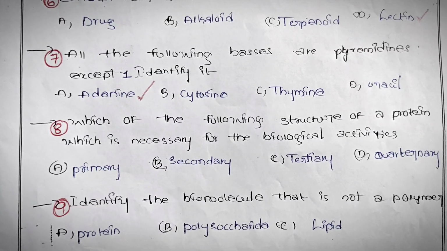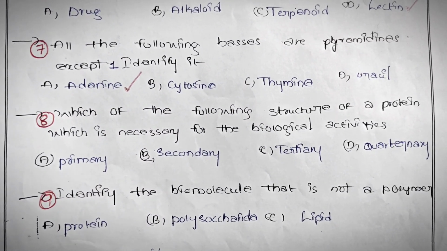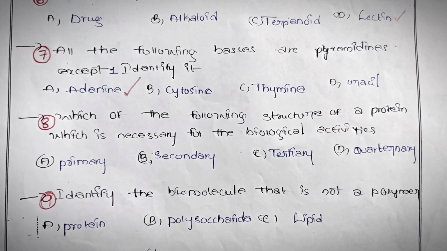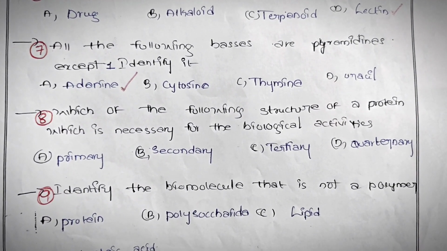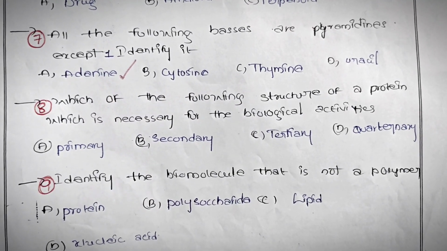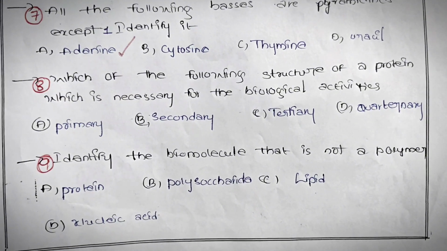Adenine always binds with thymine, whereas guanine always binds with cytosine. In case of RNA, adenine always binds with uracil. There is no thymine in RNA. So that is the major difference between RNA and DNA. Let's see the next question.